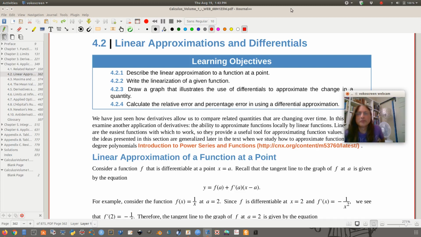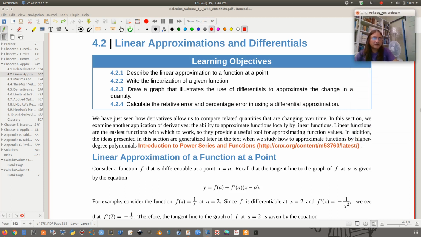In this video, we will use derivatives as approximating functions. We have seen this before, so it's just more examples. Basically, we will use the tangent line as an approximation of the function at that point. We have seen already, let me put the video on top.